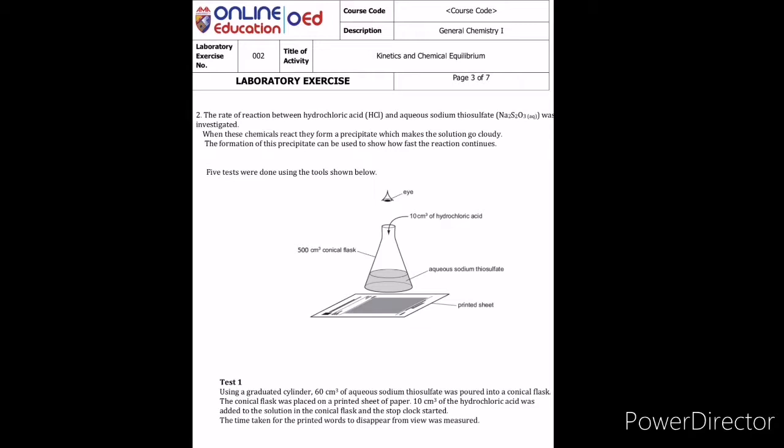Test 1. Using a graduated cylinder, 60 cubic centimeters of aqueous sodium thiosulfate was poured into a conical flask. The conical flask was placed on a printed sheet of paper. 10 cubic centimeters of the hydrochloric acid was added to the solution in the conical flask, and the stop clock started. The time taken for the printed words to disappear from view was measured.